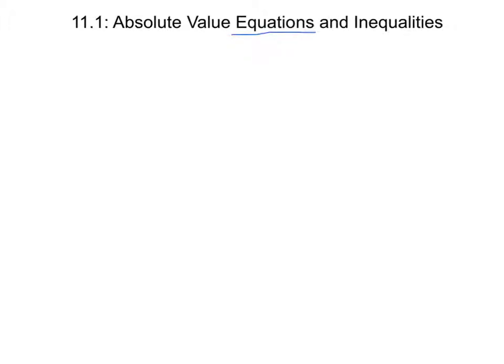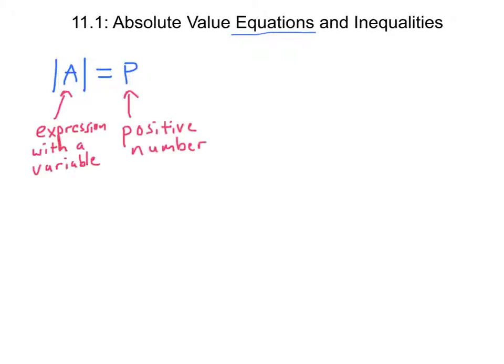basic kind. So let's assume we have an equation that's of the form the absolute value of A equals P, where P is some positive number and A is some expression. Now when I say an expression, I mean it has a variable in it somewhere. And in this video, I'm going to use capital letters A, B to represent expressions with variables. And P is always going to mean a positive number, so P stands for positive.